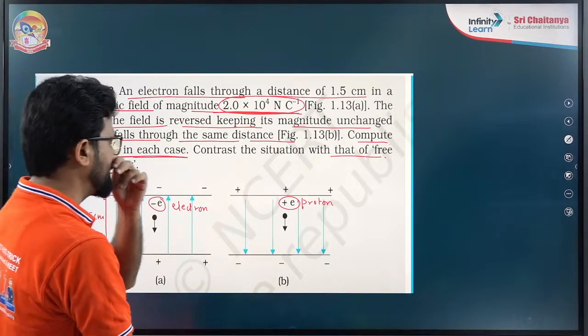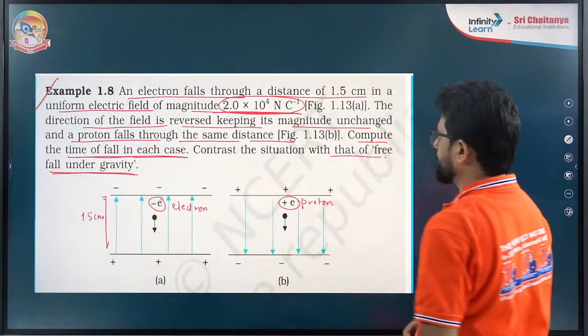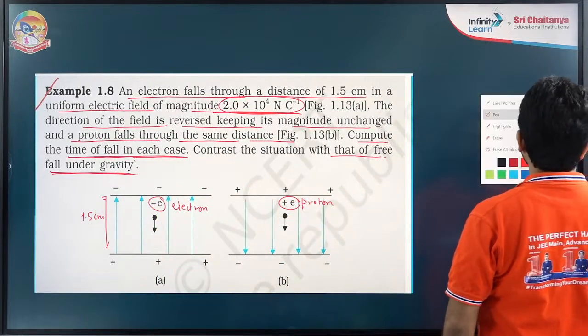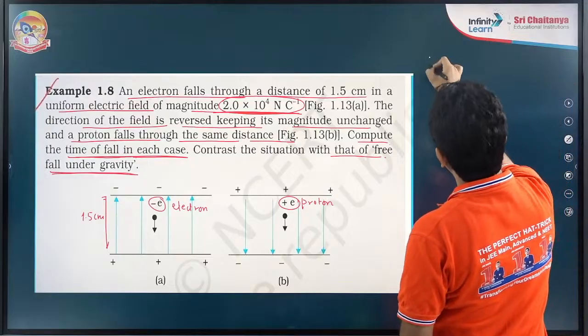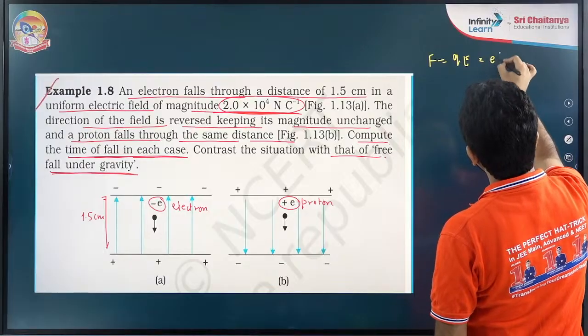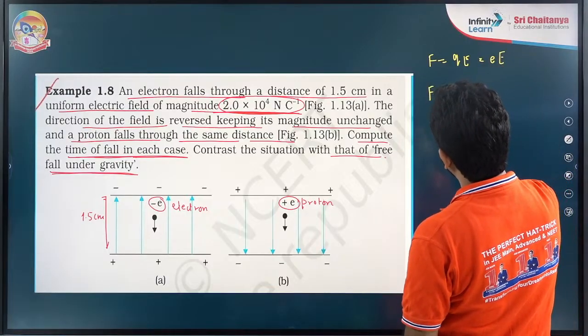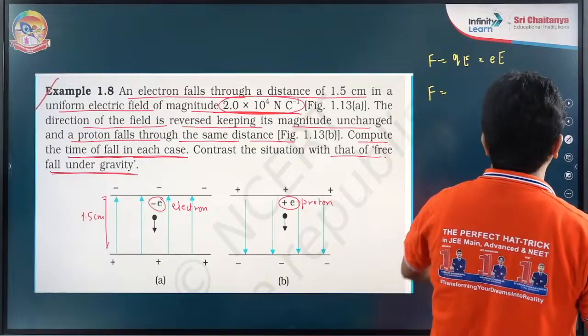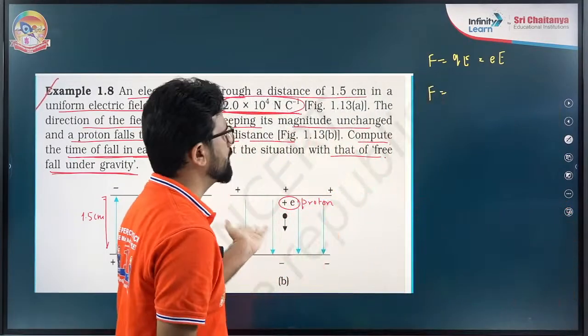Everyone has to understand first. What is the force? So force value, how to write it? You can write very simply: F is equal to Q into E. What is the Q value? Actually, this is e into E. That is very simple. Force in both cases is the same, because the E value for electron and proton is the same.